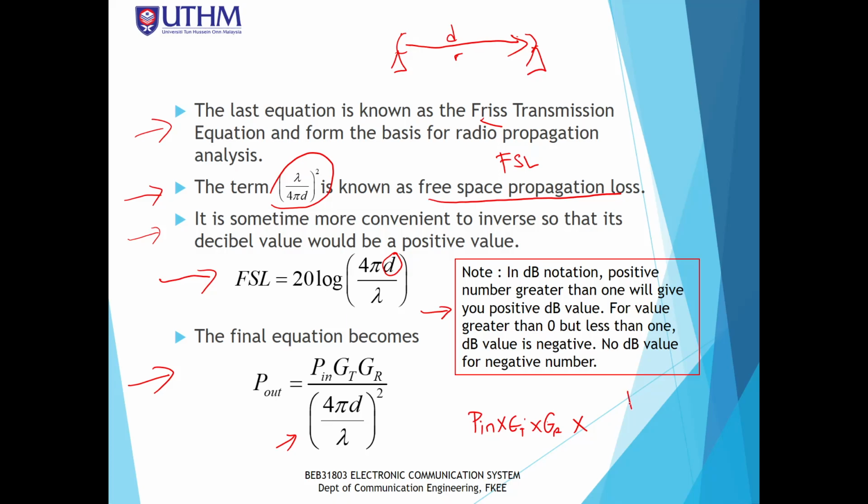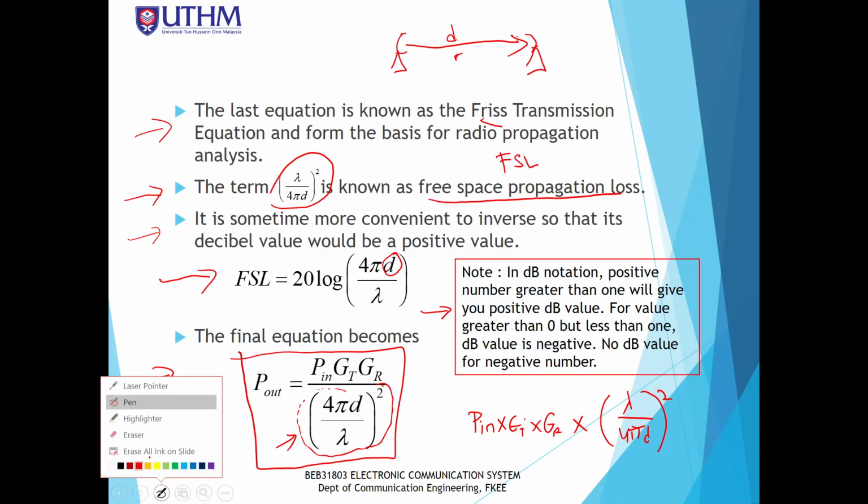You darabkan dengan lambda over 4 pi d square. Dia benda yang sama. Jawapannya memang sama. Okay, kalau kamu lihat di sini, persamaan ini, bahagian denominator, bahagian bawah ini sebenarnya menggambarkan losses. Dan losses yang ada di sini cuma free space loss. Losses yang dinyatakan dalam equation ini cuma ada free space loss sahaja.